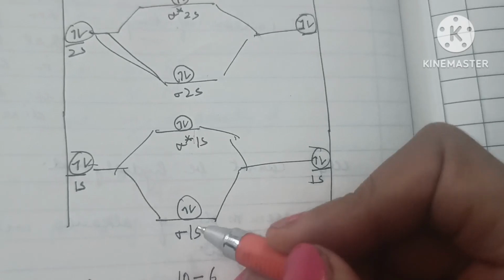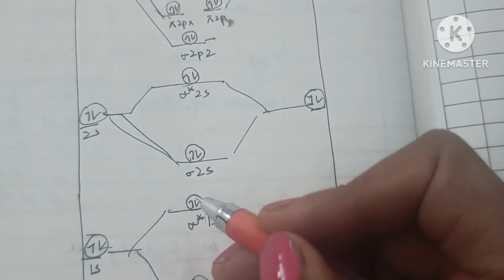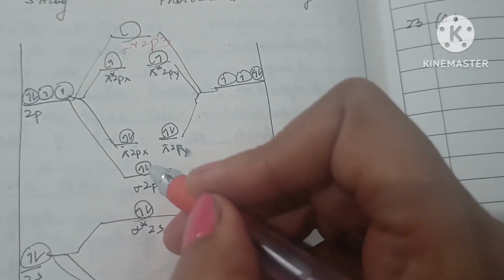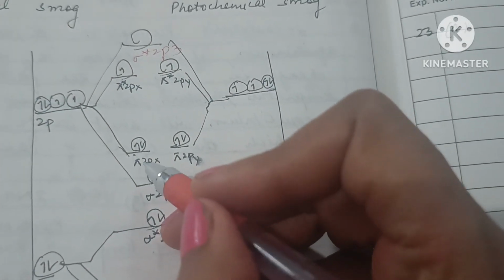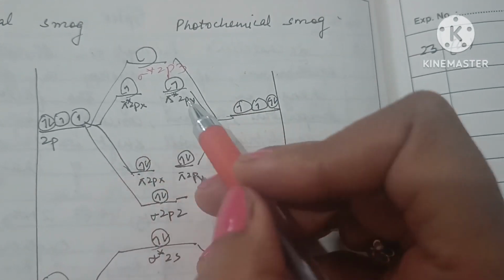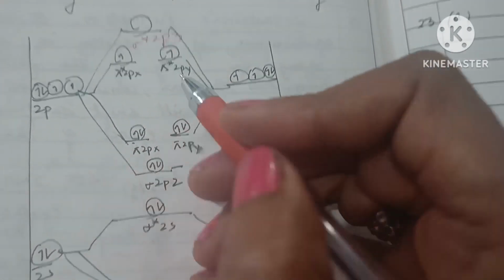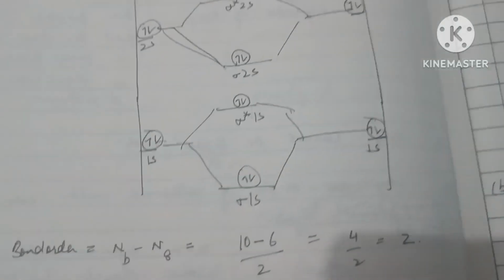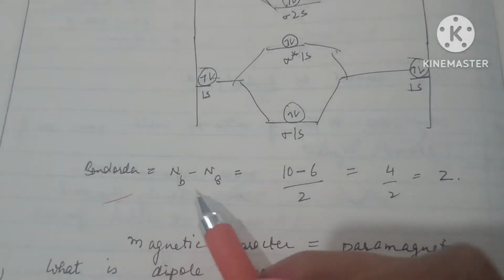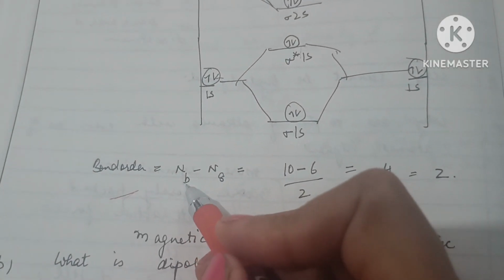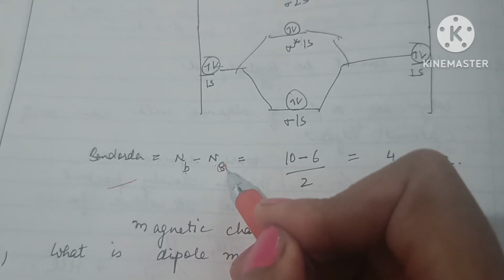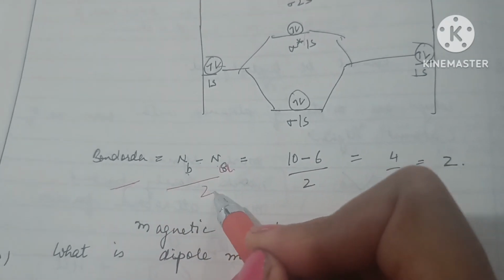So the configuration is sigma 1s2, sigma star 1s2, sigma 2s2, sigma star 2s2, sigma 2pz2, pi 2px2, pi 2py2, pi star 2px1, and pi star 2py1. These are 16 electrons. So to find out bond order, the formula is number of electrons in bonding orbitals minus number of electrons in anti-bonding orbitals upon 2.